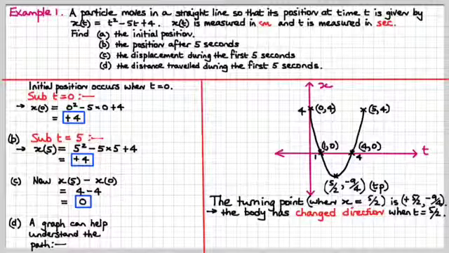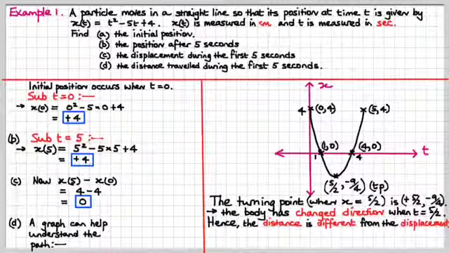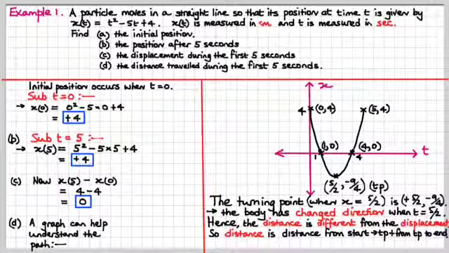You've got to think about that and interpret that graph correctly. So it changed direction when t was 5/2. It did. Hence the distance is different from the displacement. Oh yes, it is. So we've got to work out the distance: it is the distance from the start to the turning point plus from the turning point to the ending point.